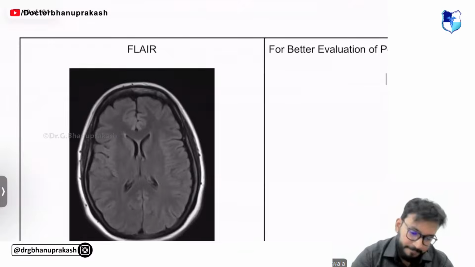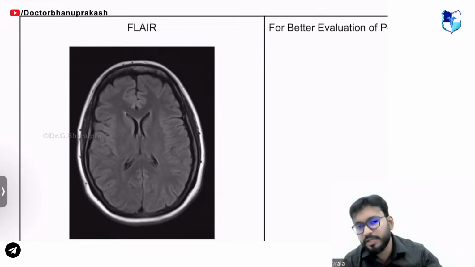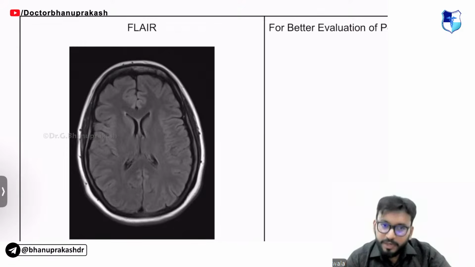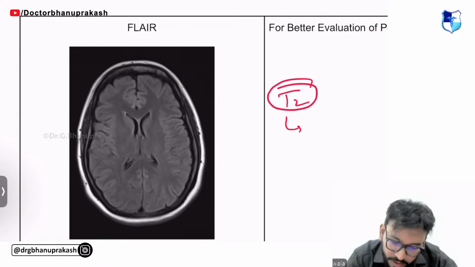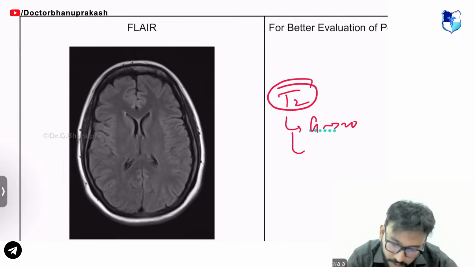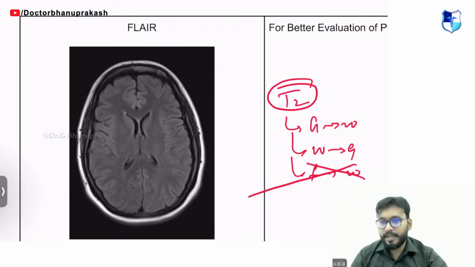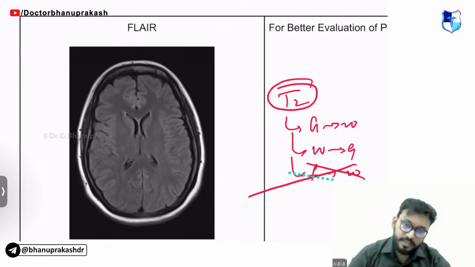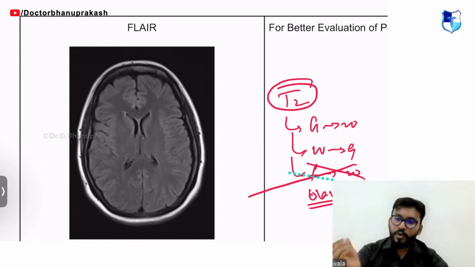Look at this FLAIR. Come on, guys, tell me, what is FLAIR? FLAIR stands for fluid attenuation inversion recovery. It is nothing but T2. What was the feature of T2? Gray will appear white, white matter will appear gray, and fluid or CSF will appear white. What I do here is I attenuate or weaken the fluid signal. The fluid now will appear black.